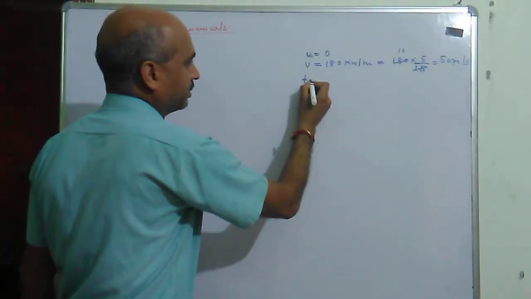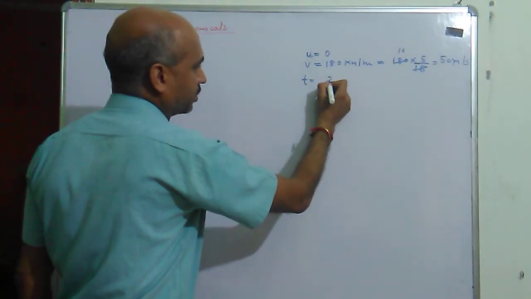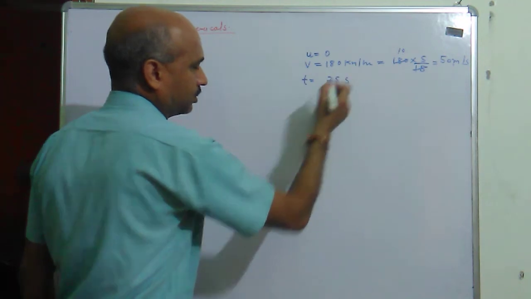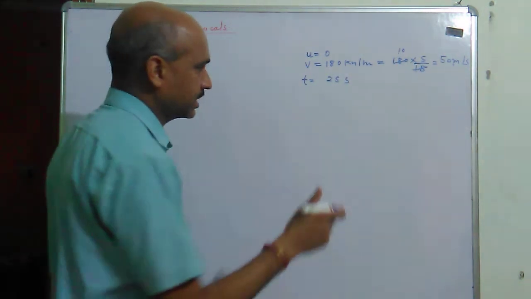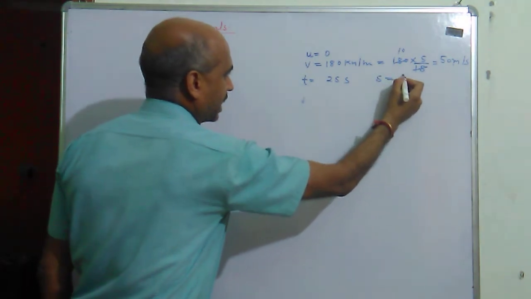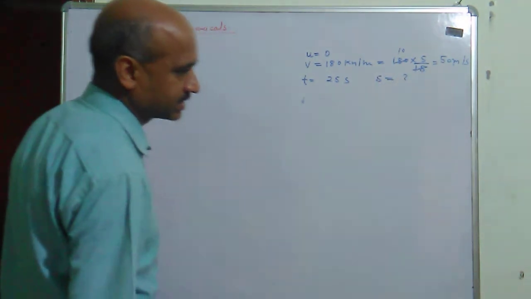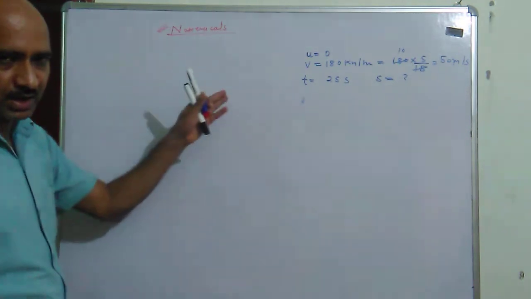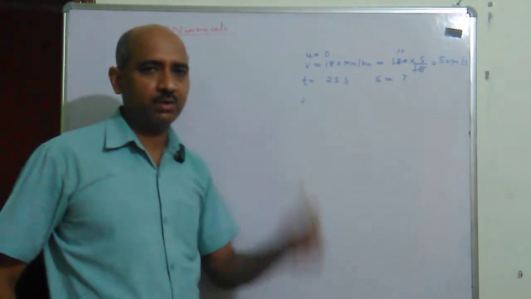So this is the velocity given to you. The time is given to us. The time is 25 seconds. He is asking us to calculate the distance. That means he is asking us to calculate the distance s. So we have to find out the value of s. These things are given to us and he is asking us to calculate the value of s.